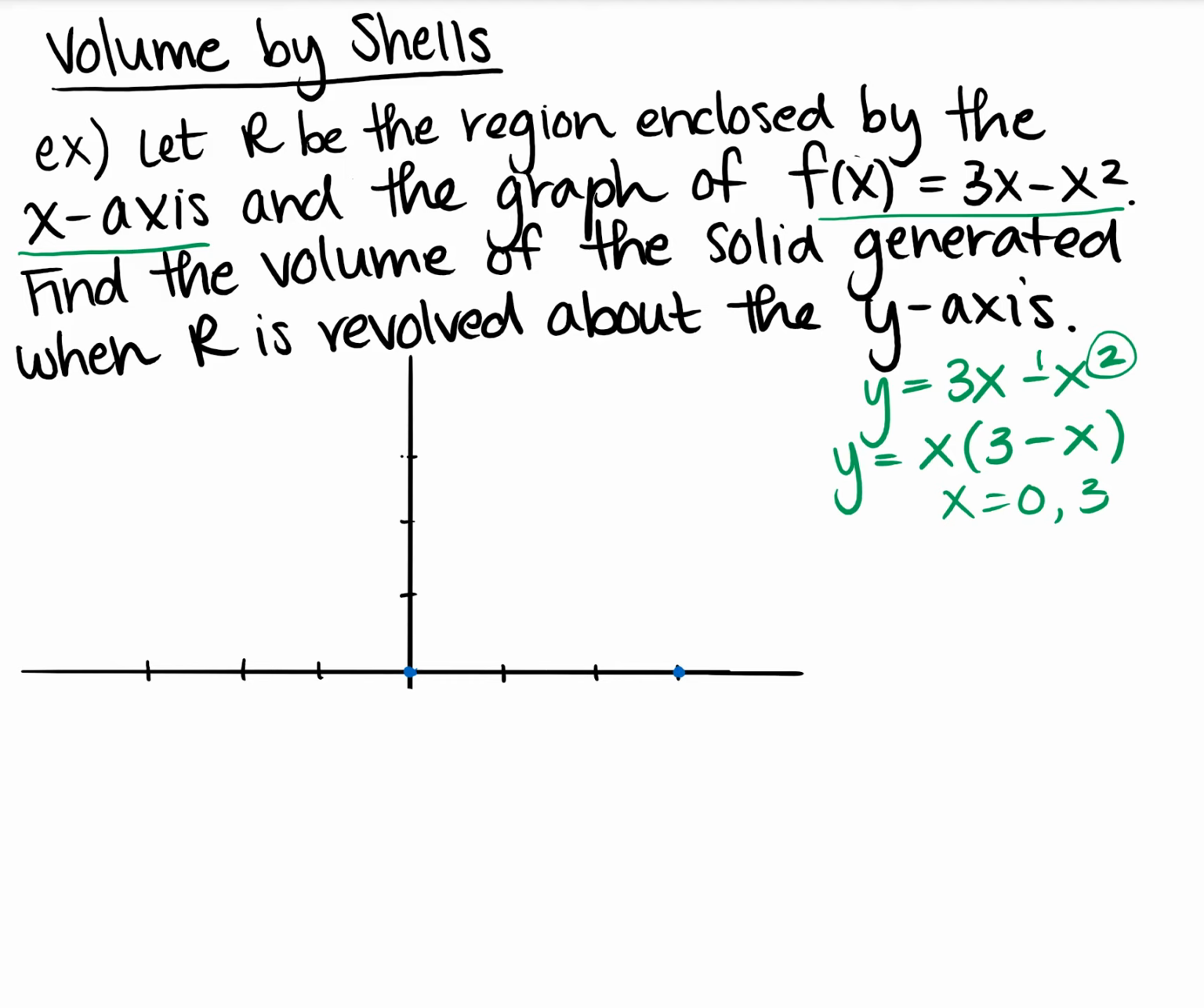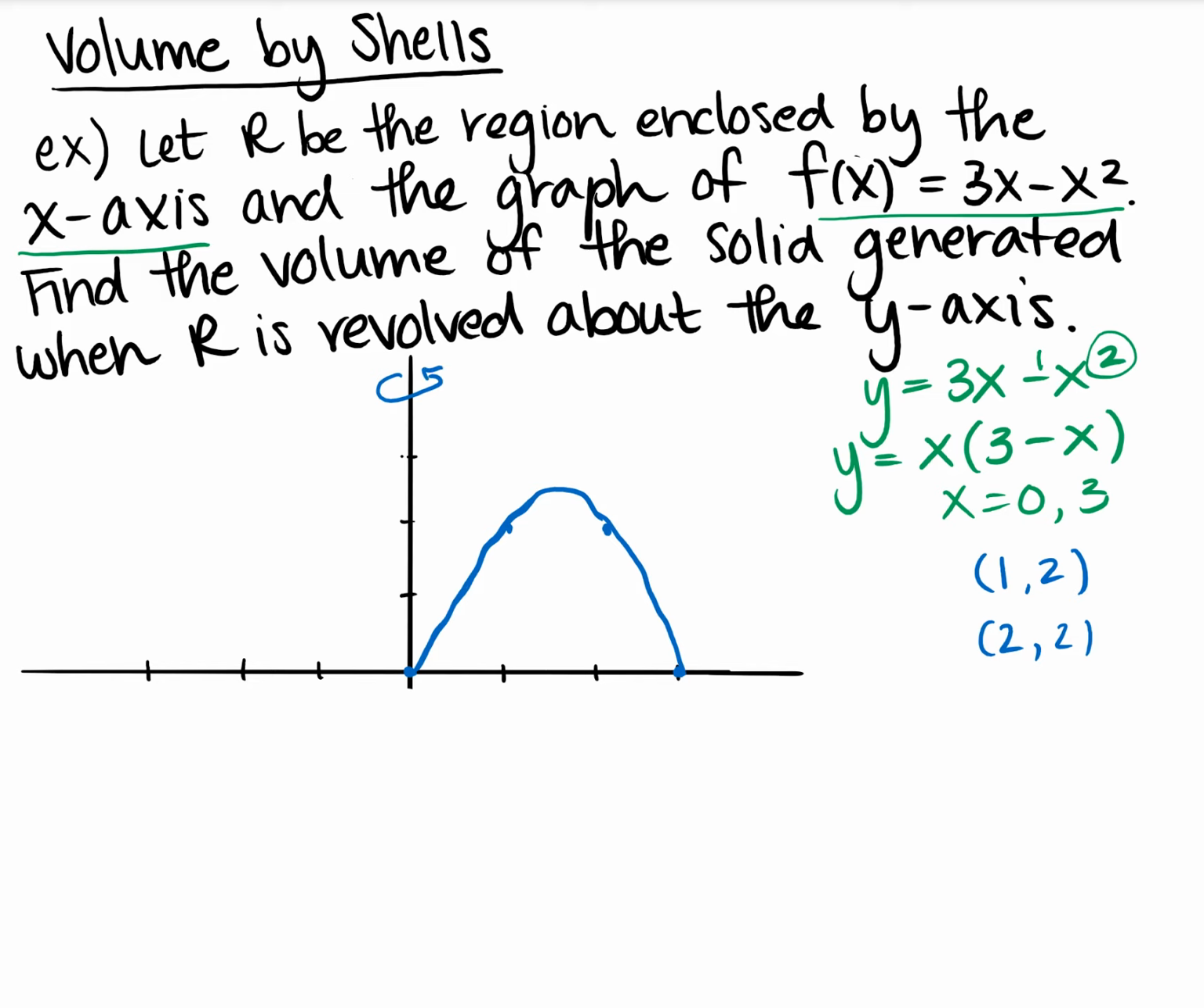And then if I just plug in some points, right? So when x is 1, I get 3 minus 1, which is 2. So I know that at 1, I'm up at 2. I know if I put in 2, then I get 6 minus 4, which is 2. So at 2, I'm at 2. That means the vertex of my parabola must occur somewhere in between there. I don't actually care exactly where. I could figure that out, but that's what my graph looks like. And I'm going to take this graph and revolve it around the y-axis.